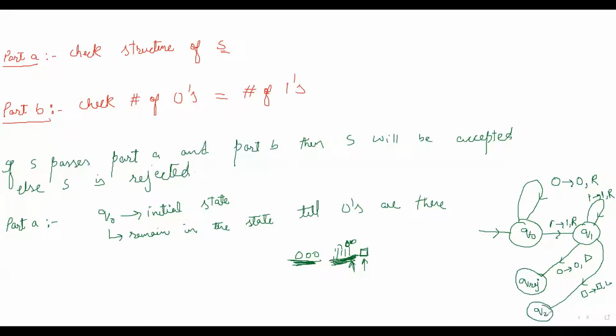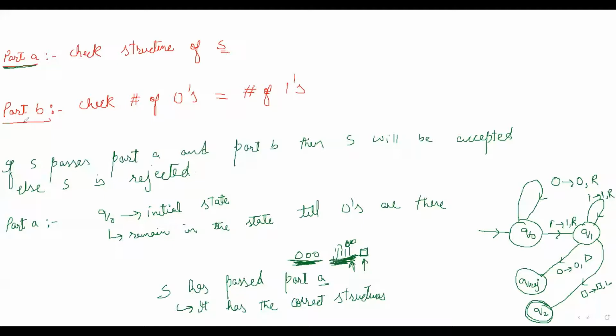So what is Q2 state? Q2 state means I have checked the structure. If I have reached Q2 state, that means my string has passed part A. That means it has the correct structure. Correct structure means that first there were only zeros, then there were only ones. Now I am in state Q2. Now part A is completed.